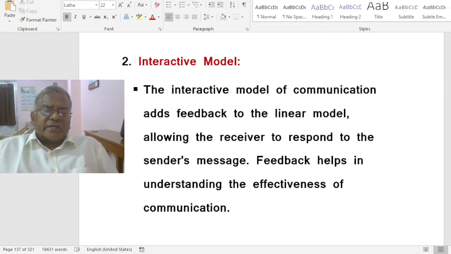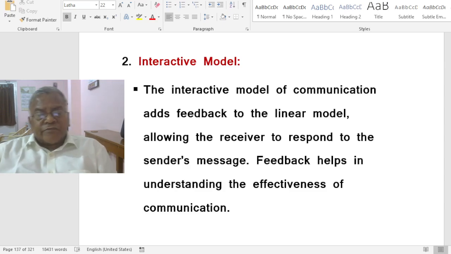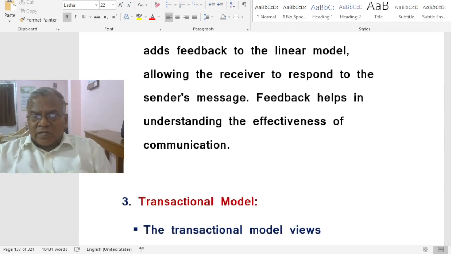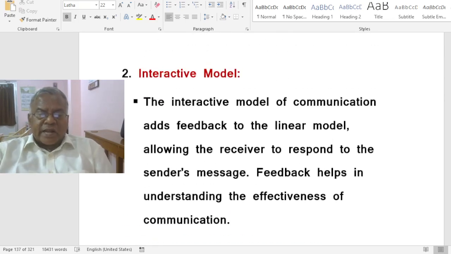Interactive model. The interactive model of communication adds feedback to the linear model, allowing the receiver to respond to the sender's message. Feedback helps in understanding the effectiveness of communication. Of course, when the receiver doesn't understand, it gives feedback. So that is the interactive model.